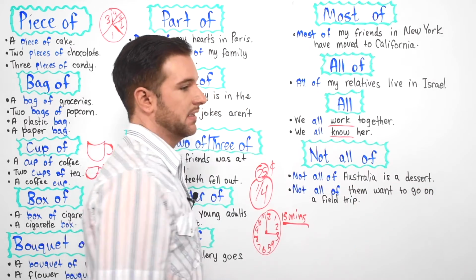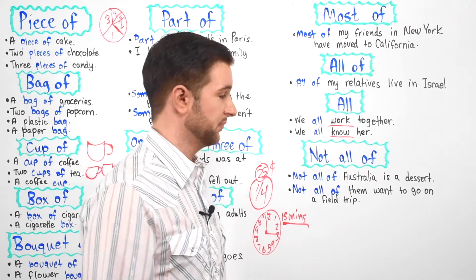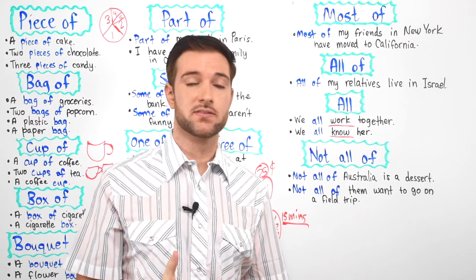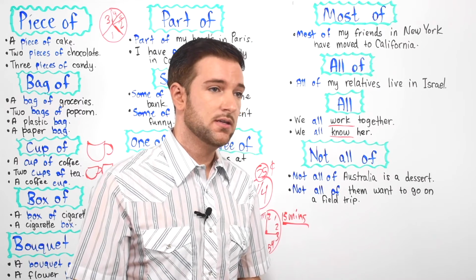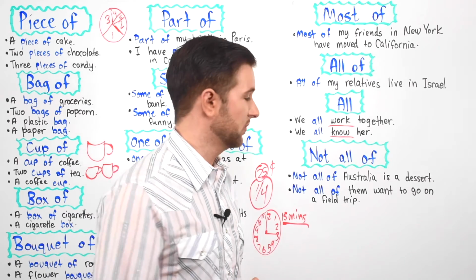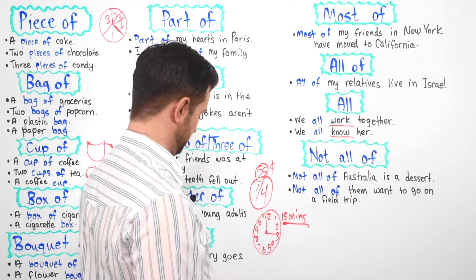A desert is an area where there is no rain, or there is very little rain, okay? For example, the Sahara Desert, okay? The Mojave Desert in California, the Gobi Desert, okay? Not all of them want to go on a field trip, all right?